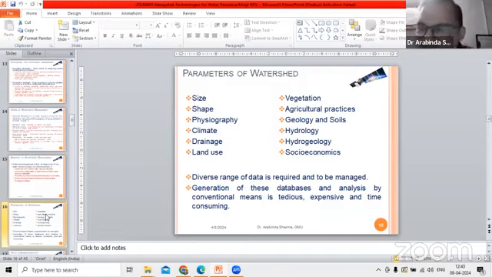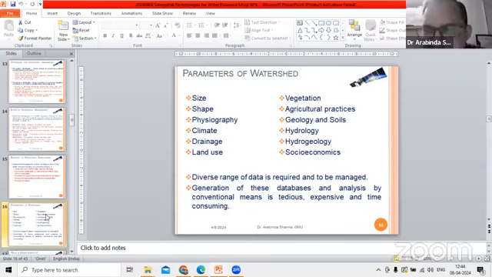And my point of saying is that when you have to study your hydrological cycle in a watershed, you need a diverse range of data, right, starting from climate, land use, socioeconomic data, hydrological data, physiographic data, and so many things. So from where will you get that data? So in that case, remote sensing can help you a lot.